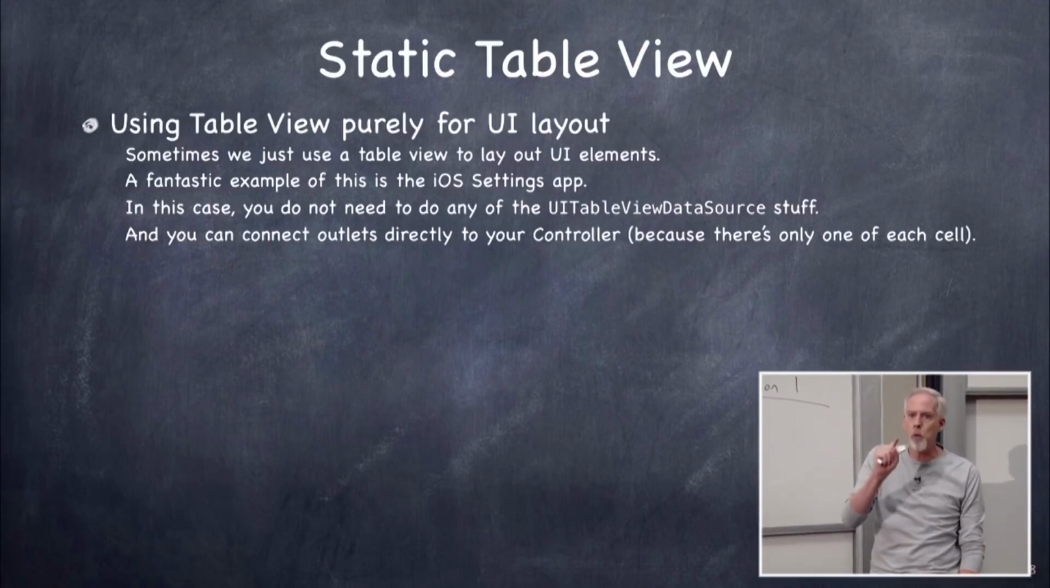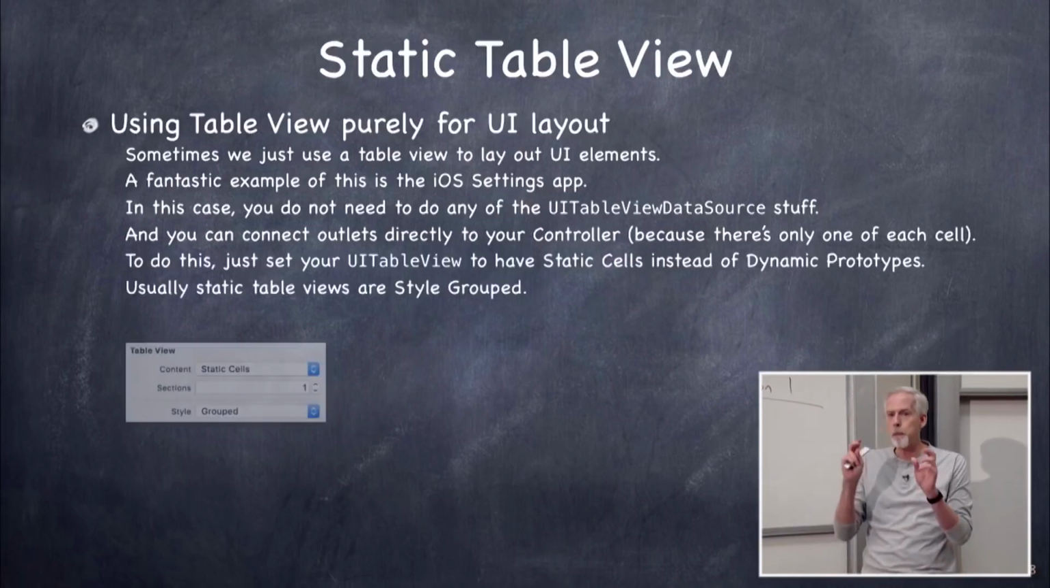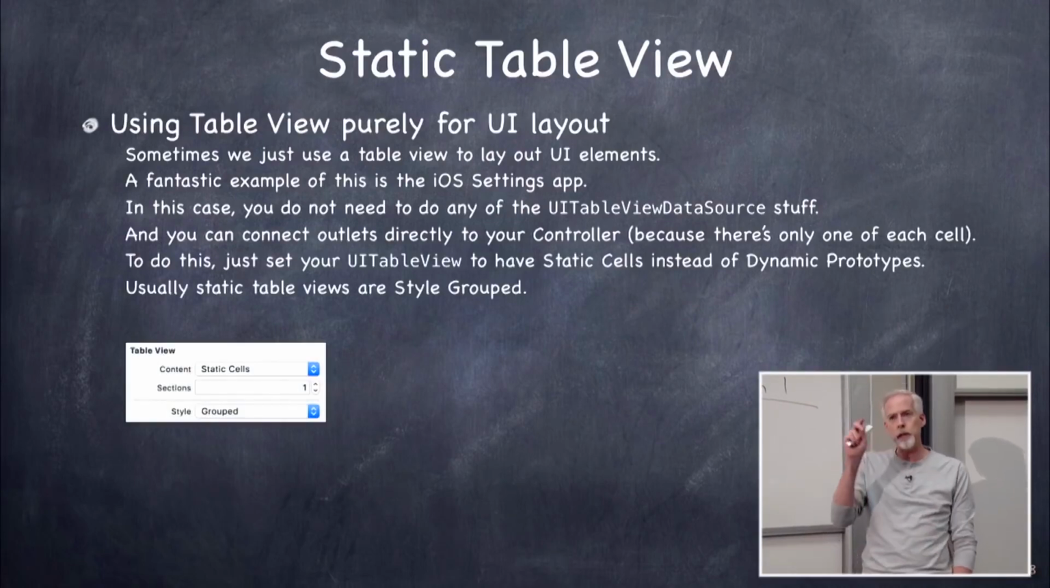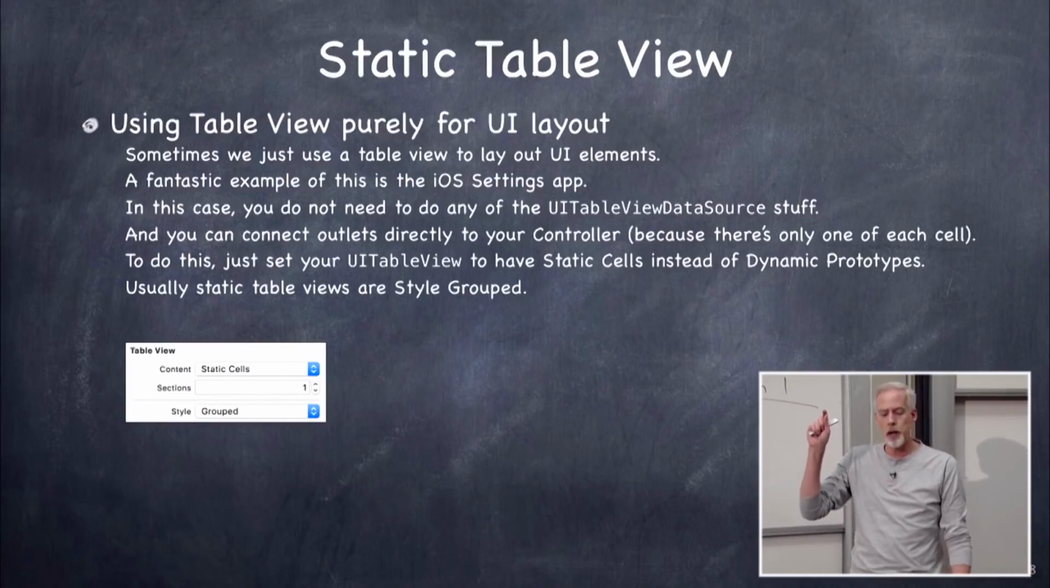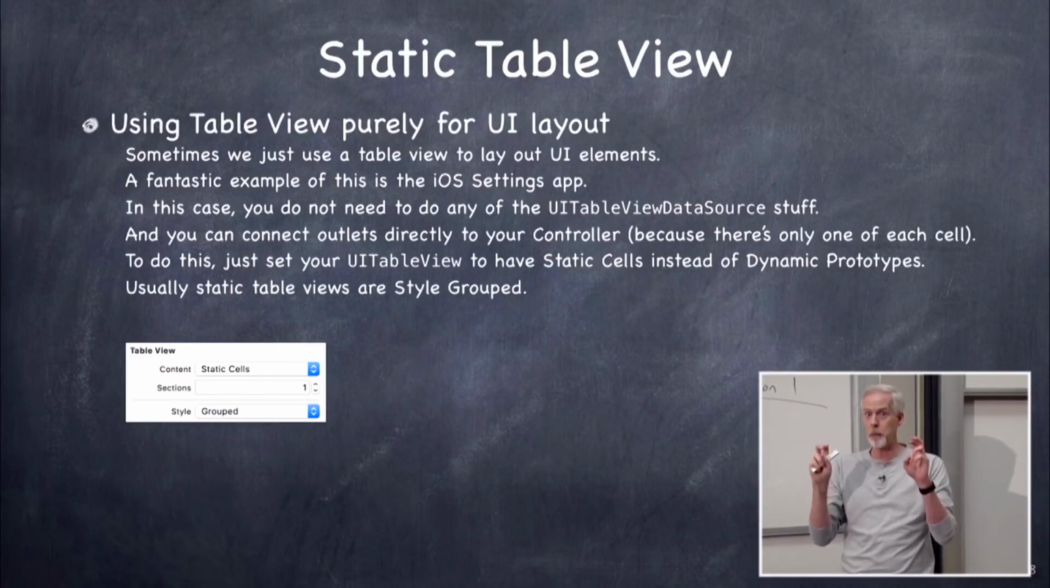Why? Because there's only one of every thing. This is not a prototype that gets copied, because it's static. The data is static, so we can just go directly to our controller in this case. It's quite easy, and so it's not uncommon to use this. And the way you make a table into this is you click on the table in the storyboard and change its content right there to static cells. Okay, by default it'll be dynamic prototypes, but you're going to set it to static cells.